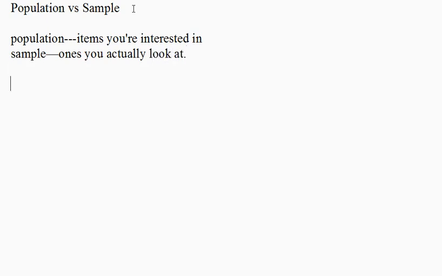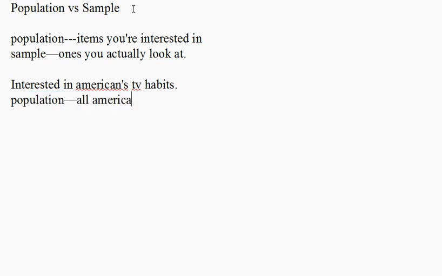So just as an example, let's say we're interested in Americans' TV habits. Well, in that case, our population would be all Americans, right? Of course, it's very difficult to phone every American up and say, hey, what did you watch last night? So instead of doing that, we're just going to take a sample. So we're going to say we survey random Americans.